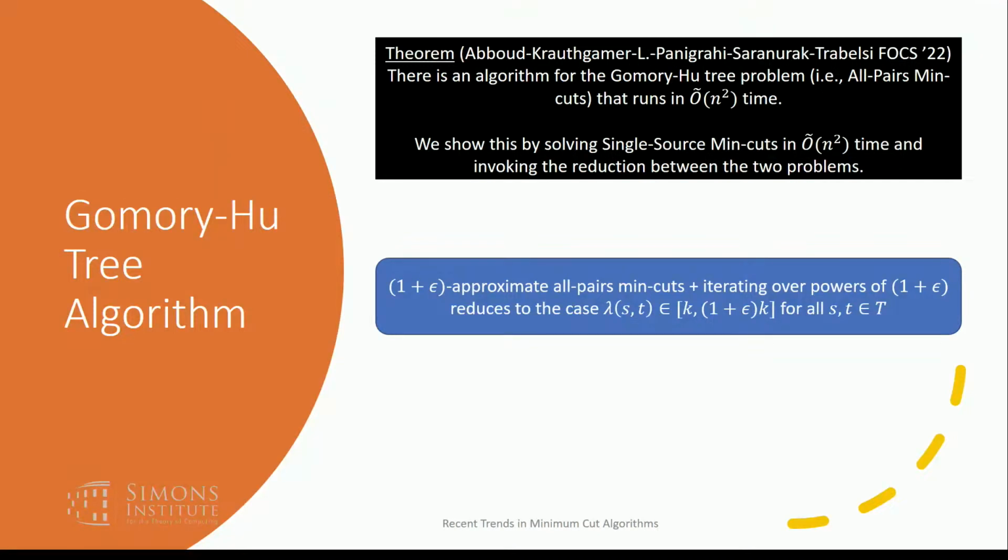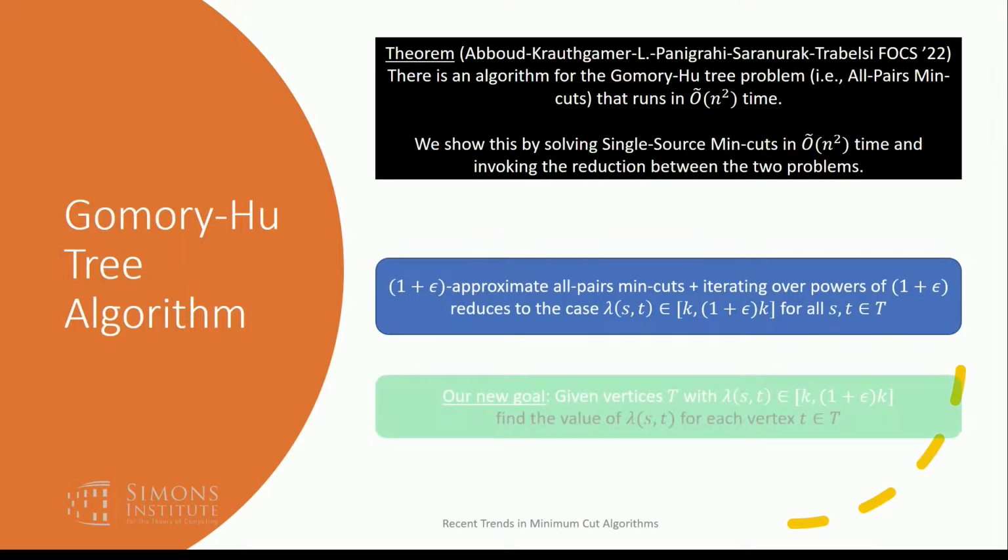And here's a brief high-level overview of how we solved this. We first used the approximate all pairs min cut algorithm as a black box. If we iterate over all powers of 1 plus epsilon, then we can reduce this problem to the case where we have a terminal set T, and we want to output the ST min cuts given the promise that all the correct values are within, let's say, a 1 plus epsilon factor of each other. So we reduce this problem by iterating over all powers of 1 plus epsilon. In other words, our new goal is, given the promise that the correct values are all within 1 plus epsilon of each other, to output the exact values. This turned out to be non-trivial.